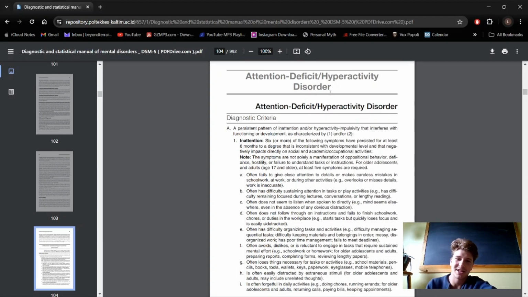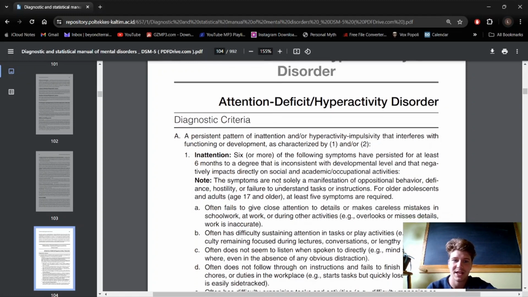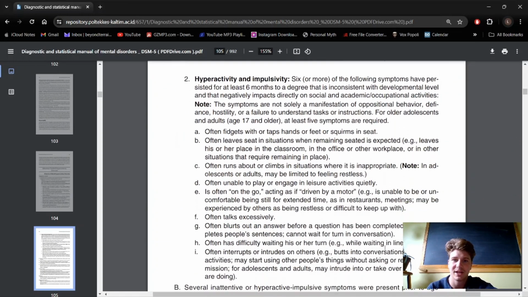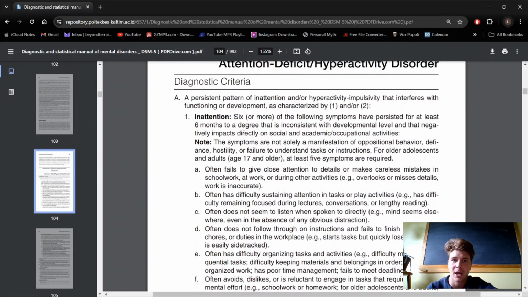So the diagnostic criteria includes a persistent pattern of inattention and/or hyperactivity, impulsivity that interferes with functioning or development as characterized by one and/or two. So the first section here is inattention. The second section is hyperactivity and impulsivity. So let's go through these real quick.